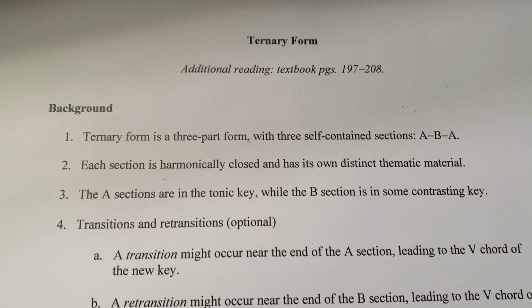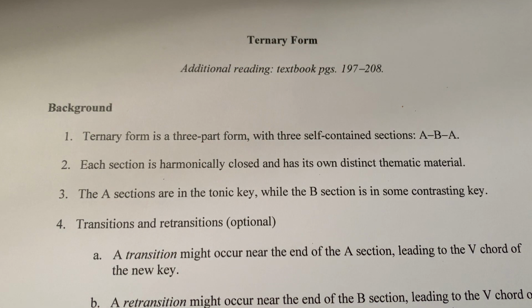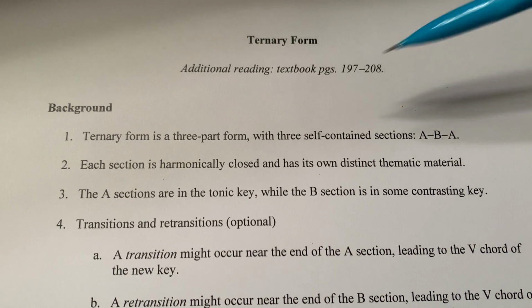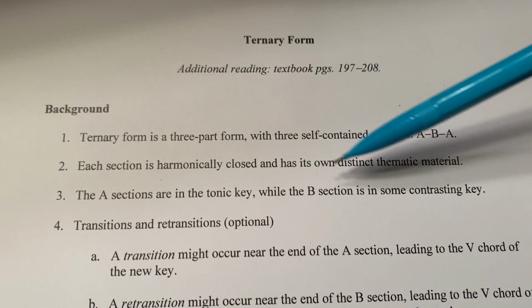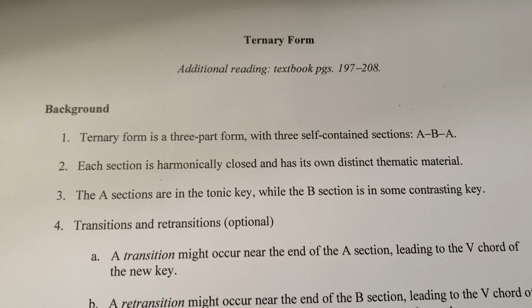Ternary form, as the name implies, is a three-part form with three self-contained sections, and it goes by the paradigm A, B, A. So simple enough. Now, here are some important aspects that are going to distinguish it from binary form, particularly rounded binary form that's sometimes confused with it. Each section is going to be harmonically closed, at least in general. Each section is going to be kind of set off from the other sections. And it's not only going to be harmonically closed, but it's going to have its own distinct thematic material.